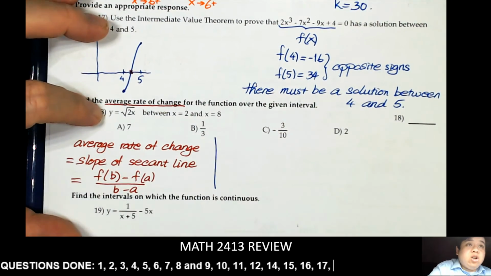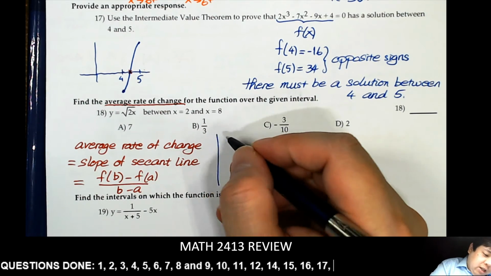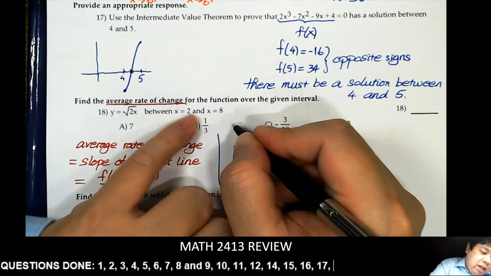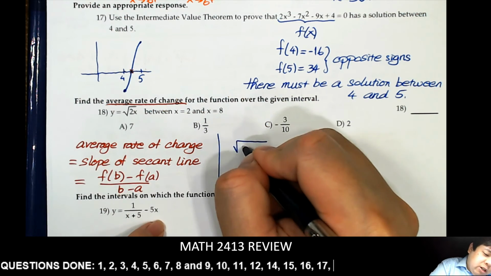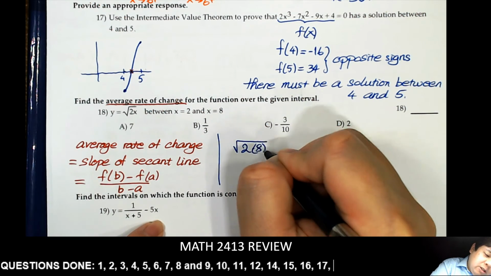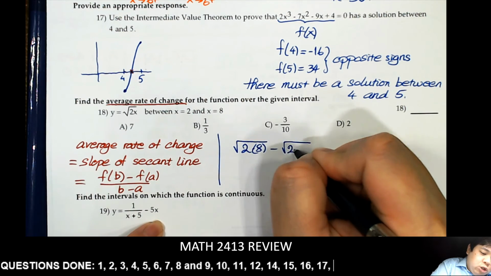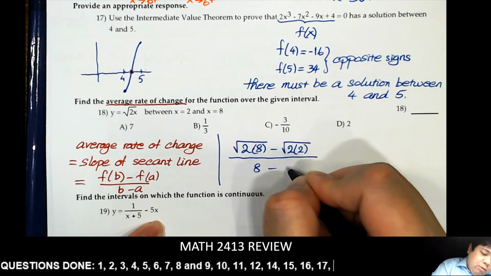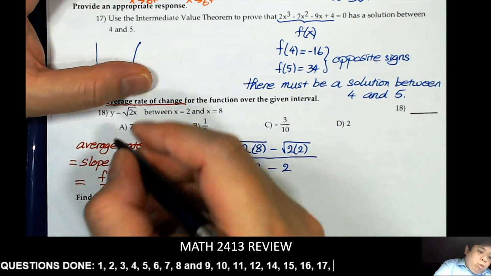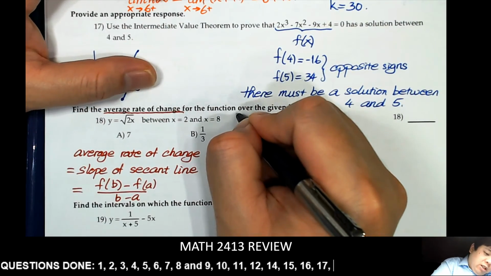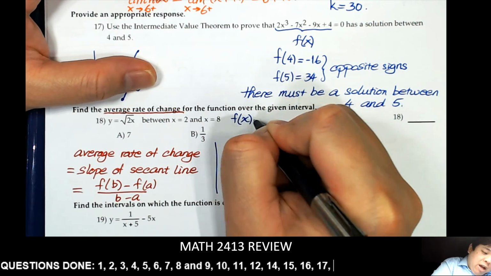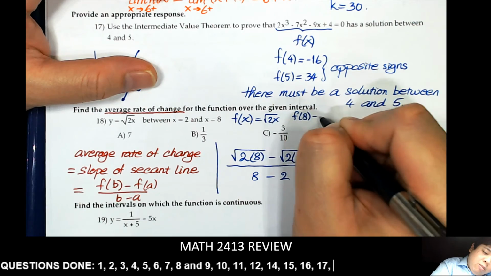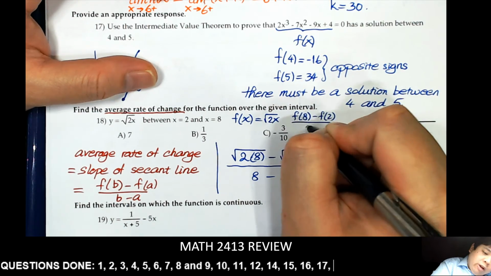So here we have the function is square root of 2x. So that will be square root of, we're going to put 8 into the function. And then we're going to put 2 in it, subtract them, and then 8 minus 2. So if we have, I should say from the beginning, let f of x equal to square root of 2x, then we have f of 8 minus f of 2 over 8 minus 2.